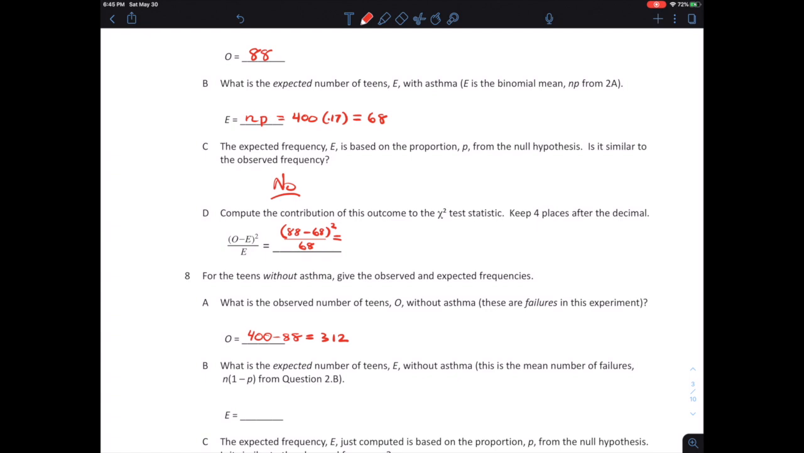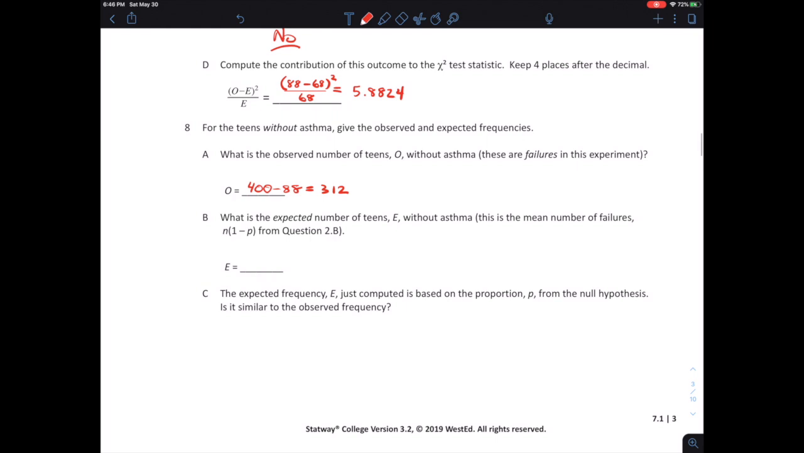Take a moment, go ahead and pause if you like, and figure out what this part of the statistic is. Okay, so I got 5.8824 with 4 places after the decimal, as it says. So that's the part of the chi-square statistic for the kids with asthma. Now we have to do it again for the boys without asthma.